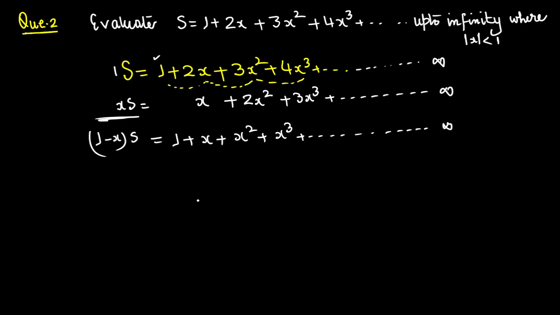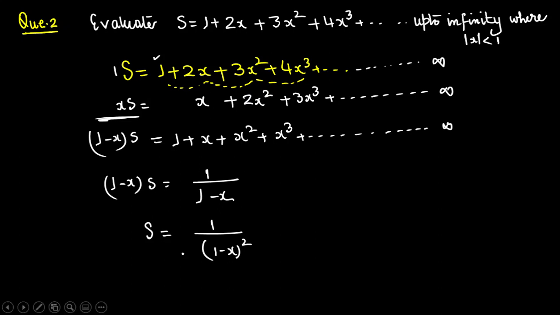So I will use the infinite GP formula. What is the infinite GP formula? a upon 1 minus r. a is 1, the common ratio is x, so 1 minus x. So S becomes 1 upon 1 minus x whole square. So this is the answer to this question.